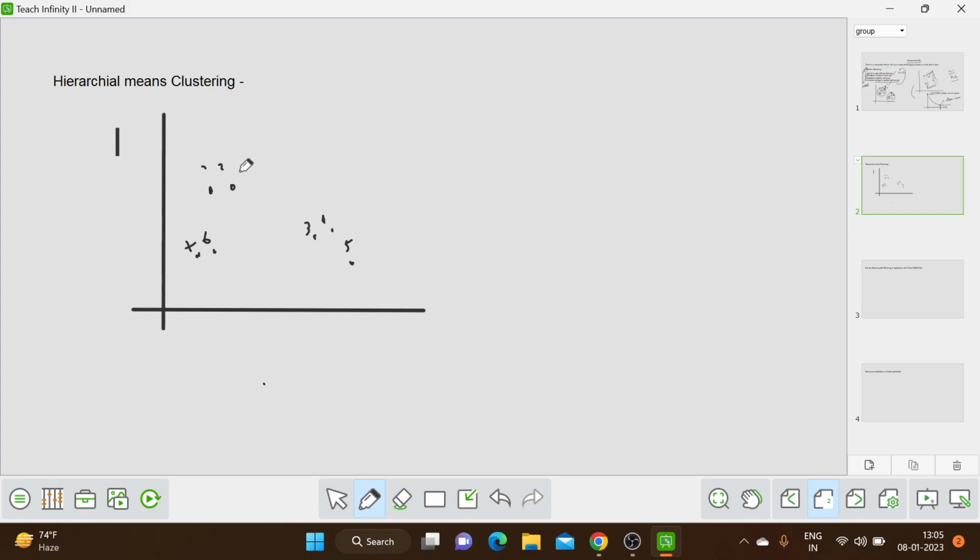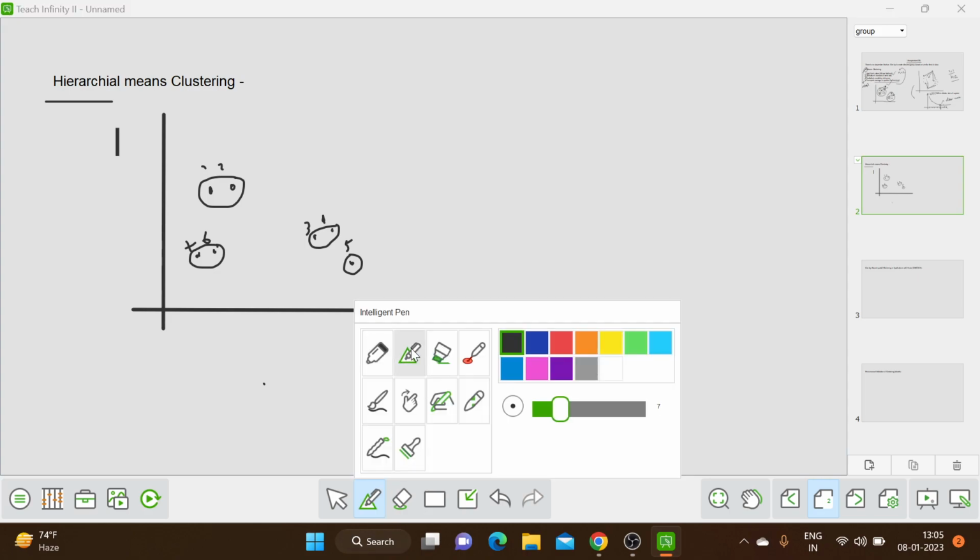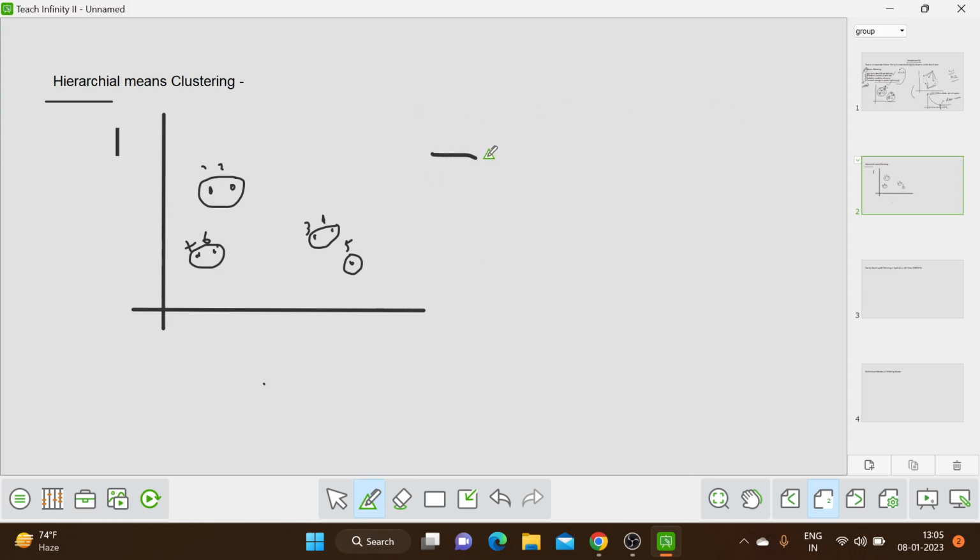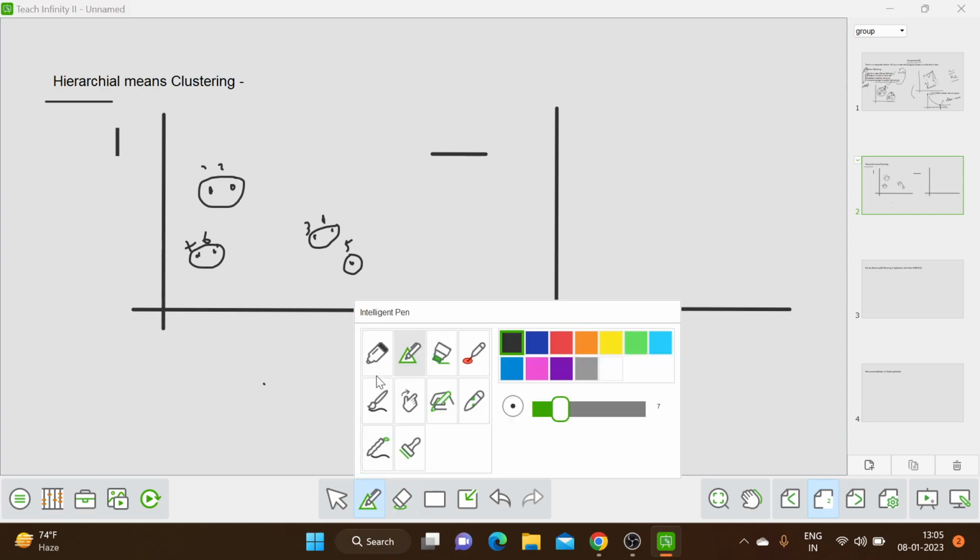Now I will take these points and make them into small clusters. Hierarchical means small clustering. From small we will go to the big. I have taken the small clusters. Now what I will do, I will convert this by drawing the cluster. Next I will draw another graph.